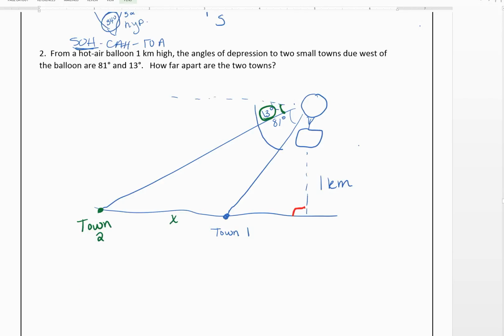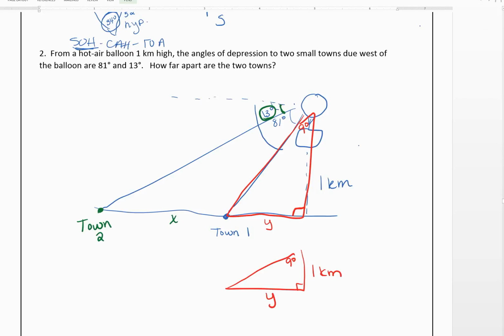We could think about the triangle down from the balloon into town 1. Okay, so let's label this y. We know this is 1 kilometer. Now, we're actually looking at this triangle right here. And if the angle of depression was 81 degrees, and this whole thing makes a right angle, then this angle right here has to be 9 degrees. Okay, so we can use the 9 degrees and set up an equation to find y.